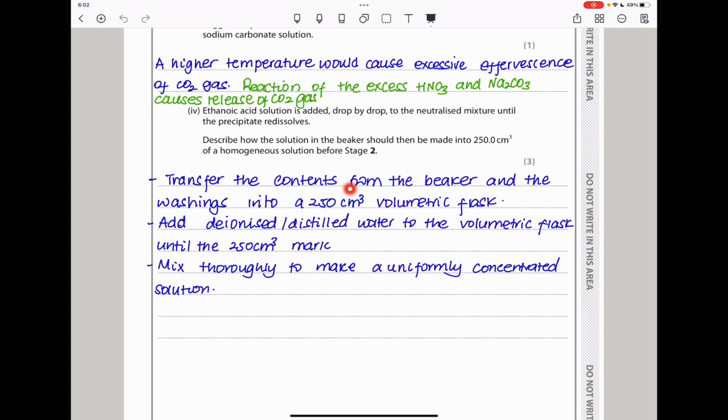So we transfer the contents from the beaker and the washings into a 250 centimeter cubed volumetric flask. Then we will use deionized water, or you could say distilled water, to add to the volumetric flask until the 250 centimeter cubed mark. Then we have to mix thoroughly to ensure there is a uniform concentration of the solution.